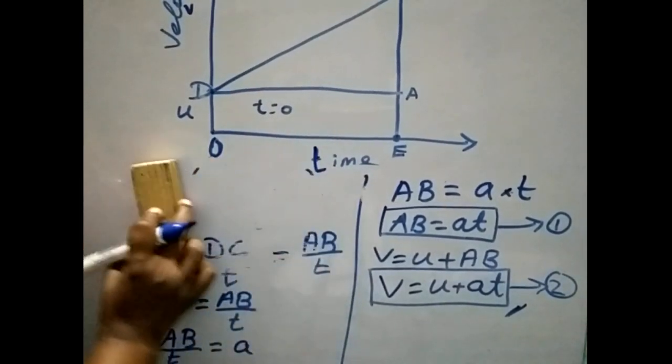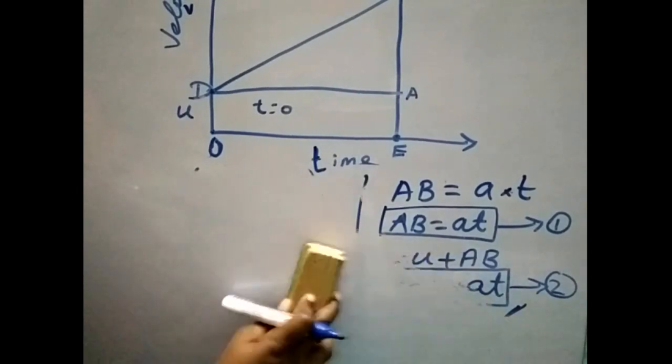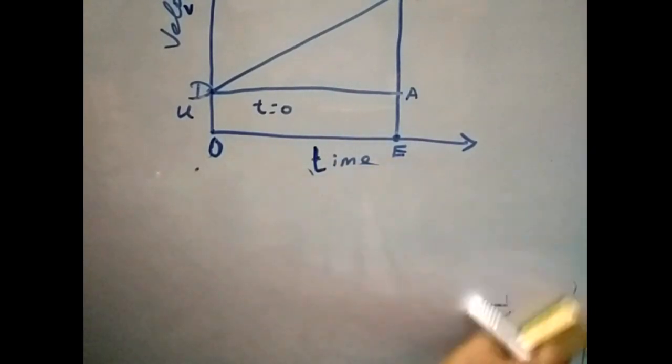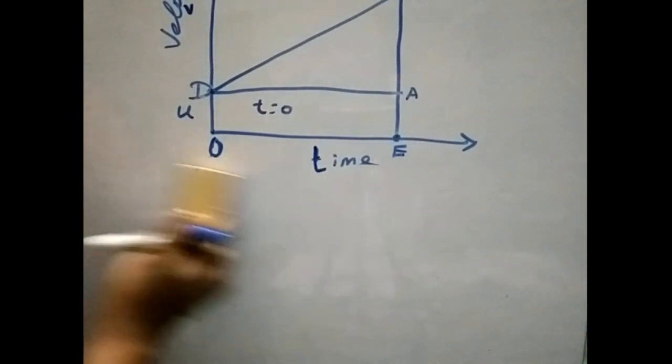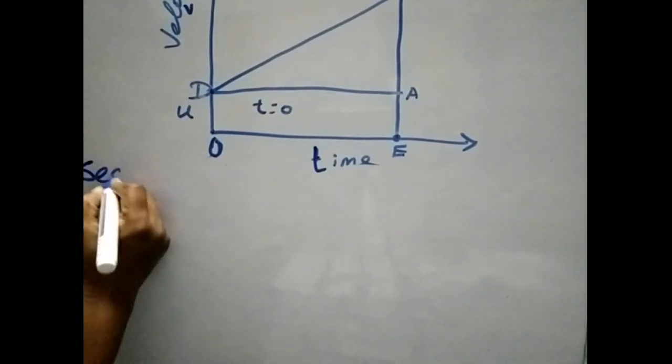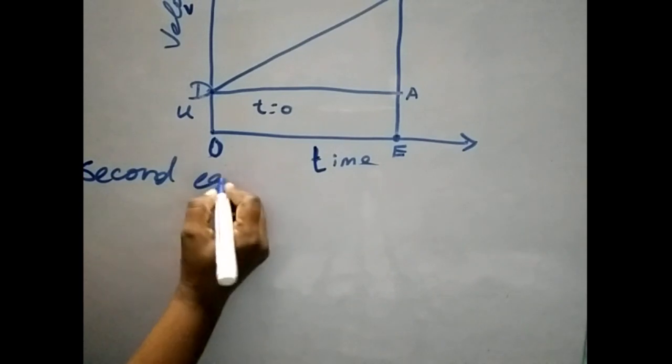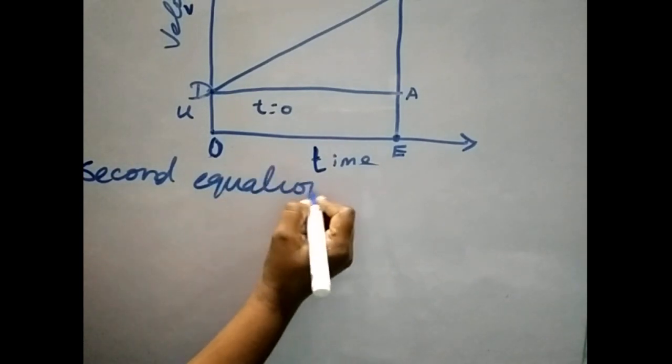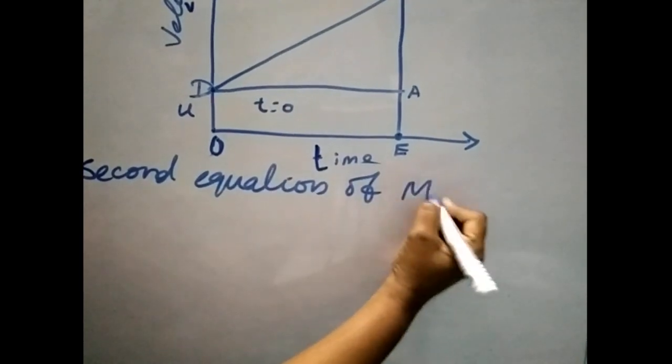Now, second equation of motion. The first equation of motion we already derived. Now, we are moving into the second equation of motion.